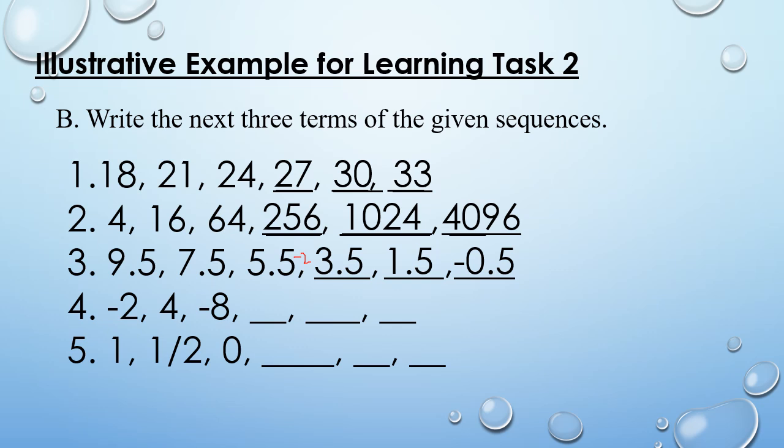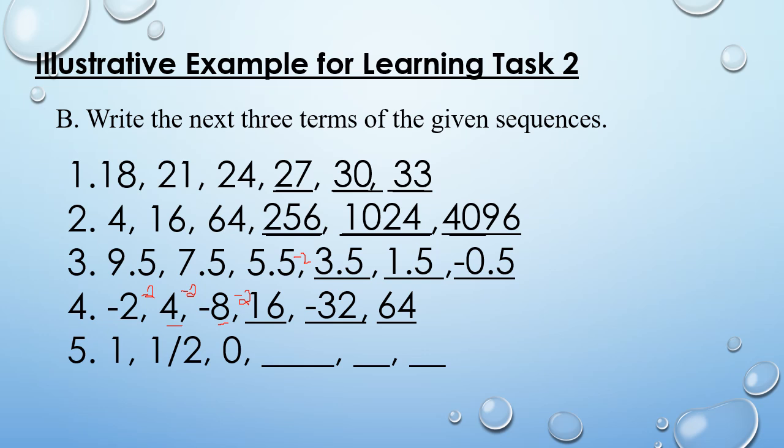Okay, so here we are multiplying negative 2. So that's negative 2 times negative 2 is positive 4. Positive 4 times negative 2 is negative 8. Negative 8 times negative 2 is 16. And then 16 times negative 2 is negative 32. Times negative 2 is 64.